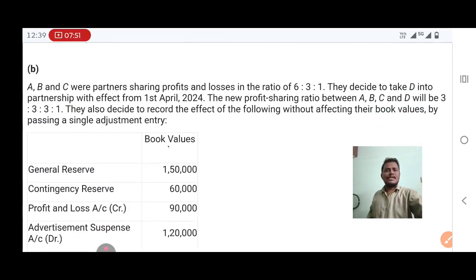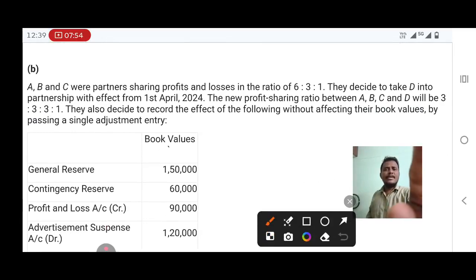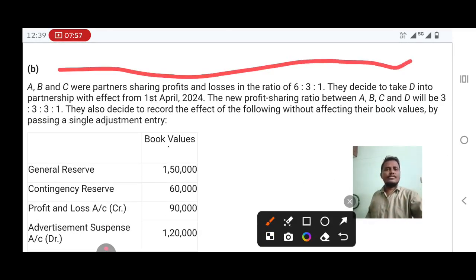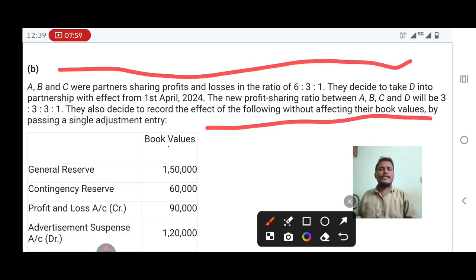So case B, what they have asked for. Case B, here I am explaining this sum. Very important sum. Many times they have asked it in the question. So here this part I am going to read now. Please listen to the sum very carefully. A, B and C were partners sharing profits and losses in the ratio of 6:3:1. They decided to take D into partnership. So they are admitting D into the partnership firm from 1st April 2024. The new profit sharing ratio between A, B, C and D will be 3:3:3:1. They decide to record the effect of the following without affecting their book values by passing a single adjustment entry.